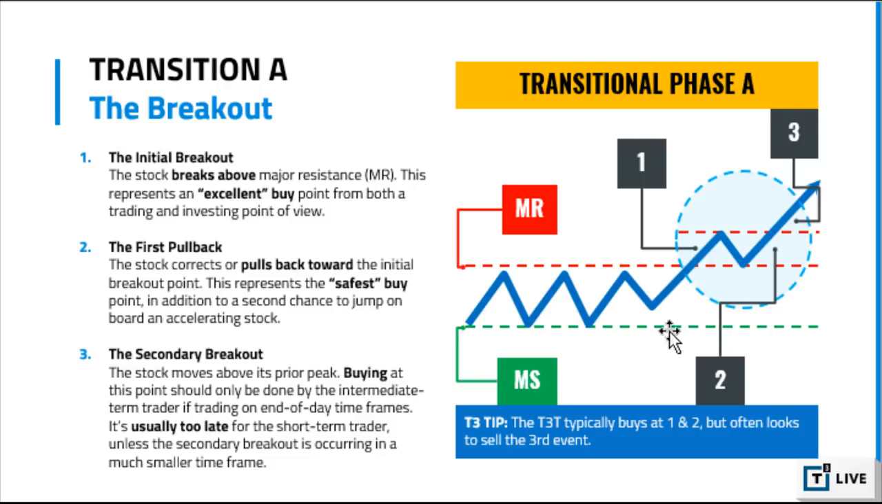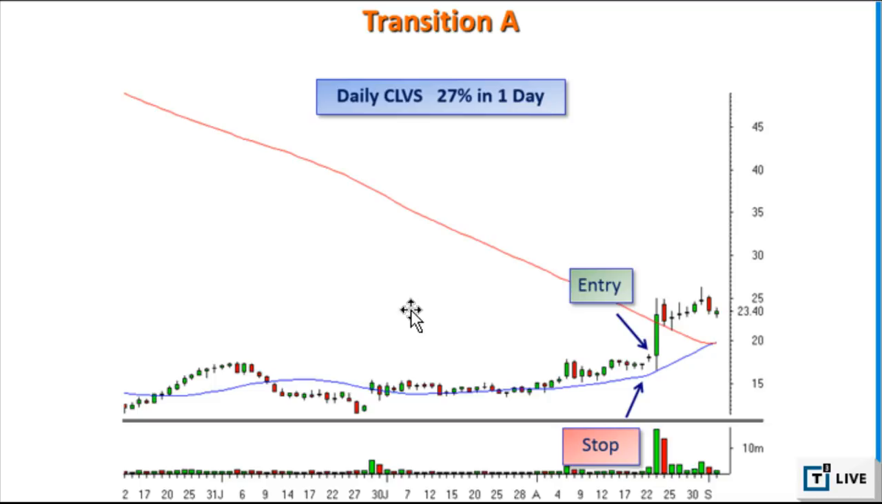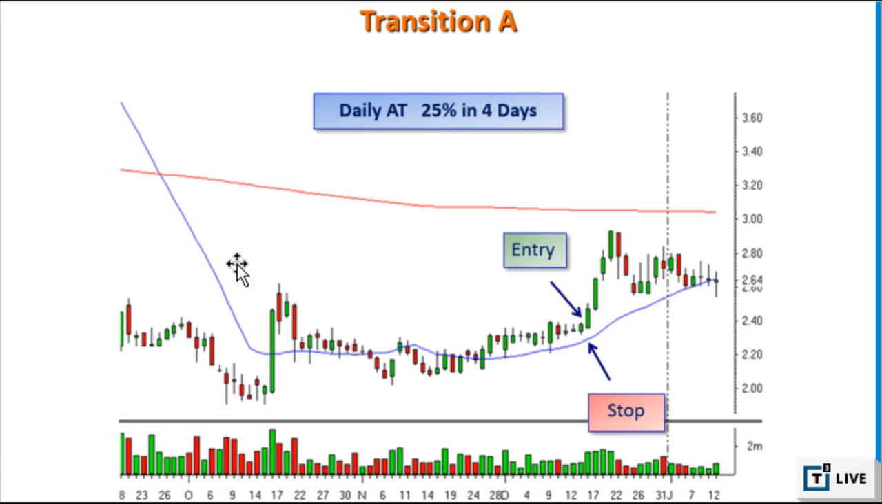You might want to look at my Facebook or YouTube playlist for the last 13 lessons, basically. You can play the initial breakout, you can do the pullback, and you can do the secondary breakout. I'm not going to spend too much time on this. This is most of the time transition A plays, this is gold, right? HMY. Gold is hot right now. Most of the time, the transition A breakouts are played for swing trading, not for day trading. So you get the stock that's in a downtrend, starts to go sideways, and then you get the curling moving average, and then bam, breakout, right? So downtrend, sideways, bam, breakout, okay?